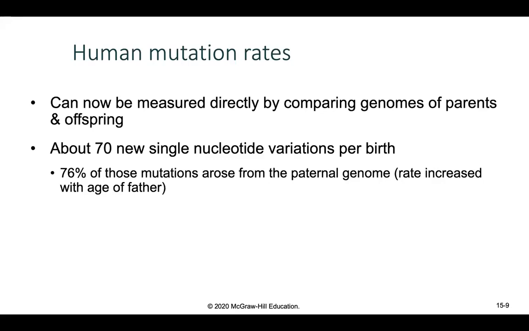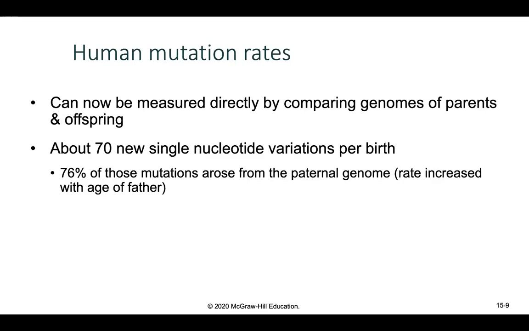Again, a lot of them, you don't really see much of an effect. And I meant to look into this. I don't know why this is the case, but 76% of the mutations come from the father. So from the paternal genome is where they're tracing a lot of these mutations back to. And I have no idea why. Now I want to go look it up. But as the father ages, typically that rate increases as well.